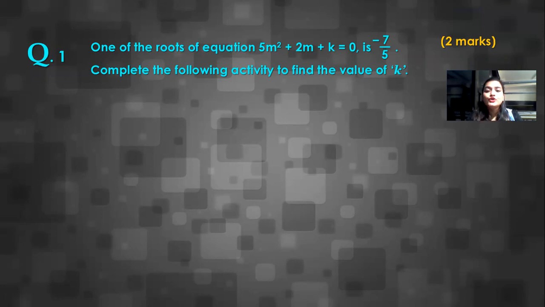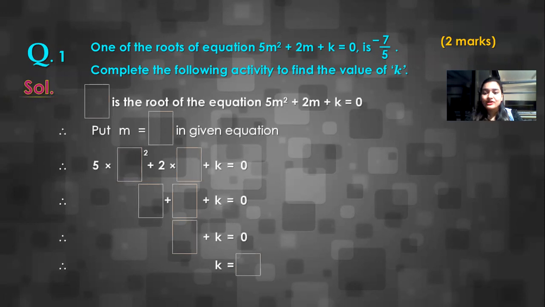Guys, one of the roots is minus 7 upon 5. It is an activity based question. First part is dash is the root. It is already mentioned minus 7 upon 5 is the root. Minus 7 upon 5 the root means the variable's value is minus 7 upon 5. And the variable over here is m. So in the place of m, I'll put minus 7 upon 5. Guys, in the equation, wherever you are having m, you will put minus 7 upon 5. So m will be replaced by minus 7 upon 5.